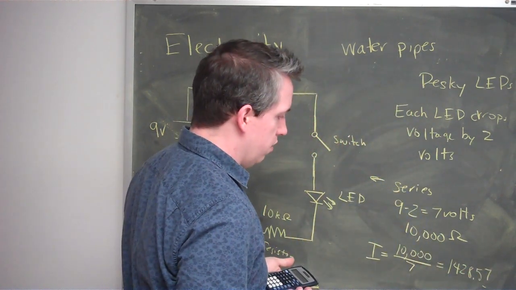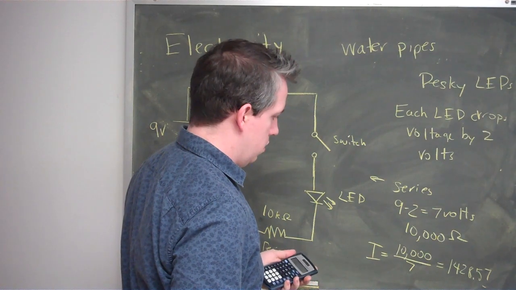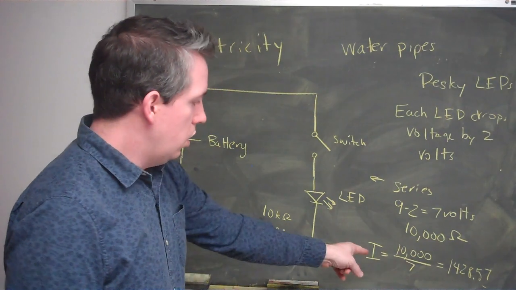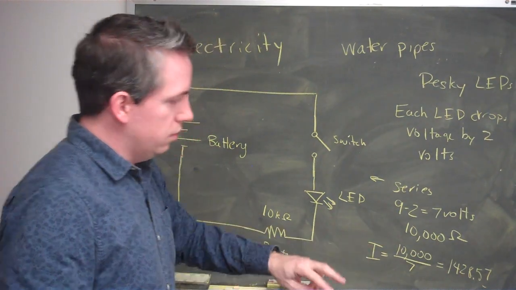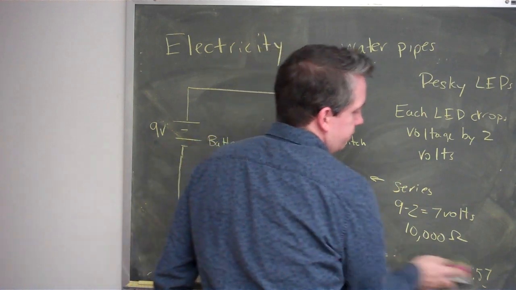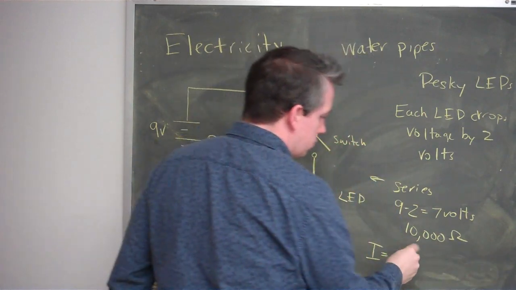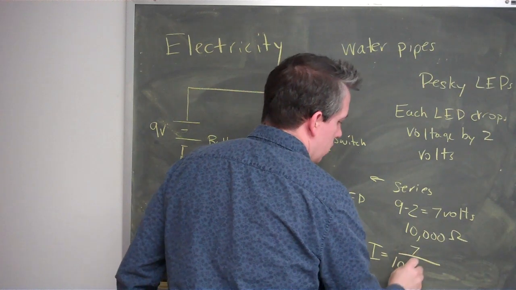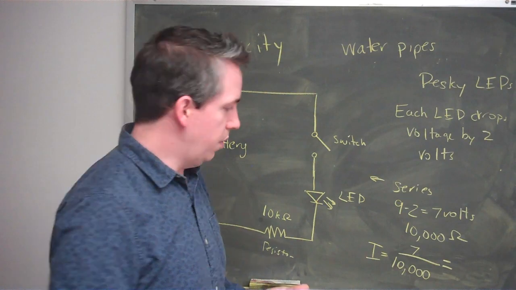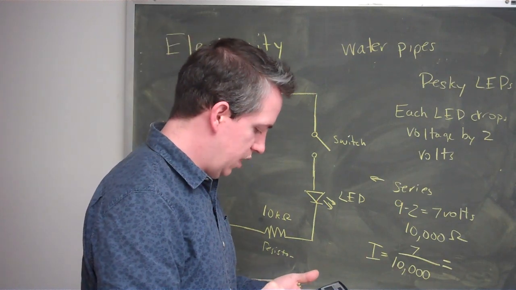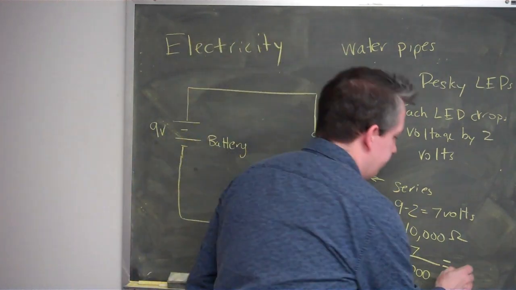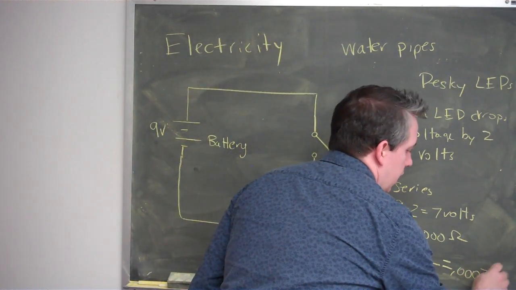Oops, totally screwed that up. I is supposed to be equal to V over R. I put the R on top and the V on the bottom. It's supposed to be 7 divided by 10,000. That'd be way too much current. That light bulb would definitely not exist anymore. 7 divided by 10,000 is 0.0007 amps.